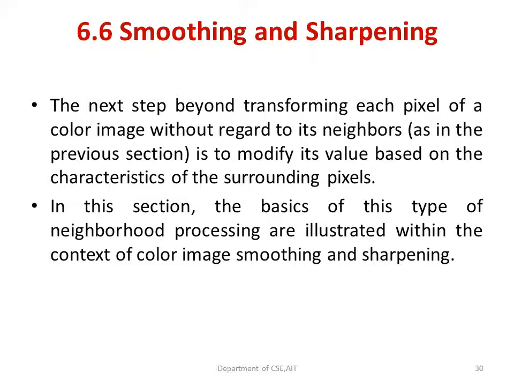Smoothing and sharpening. This is the transformation that we are going to apply on a color image, so that we modify an image based on the characteristics of the surrounding pixels. Now we will see the basics of this, how we can modify the neighborhood processing within the context of color image smoothing and sharpening.